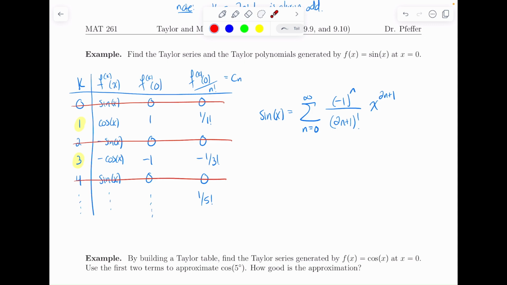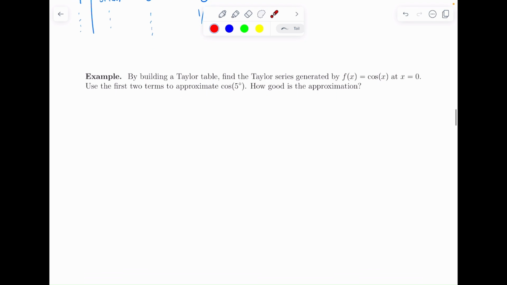So now we've built out some Taylor series at our disposal. Let's revisit the idea of an application, and let's see if we can't use a Maclaurin series to great effect. Well, here, by building a Taylor table, we're going to find the Taylor series for cosine at 0, that's a Maclaurin series, and we're going to use the first two terms to approximate something you don't know the answer to. Cosine of 5 degrees.